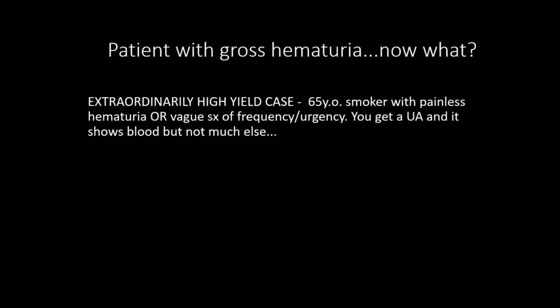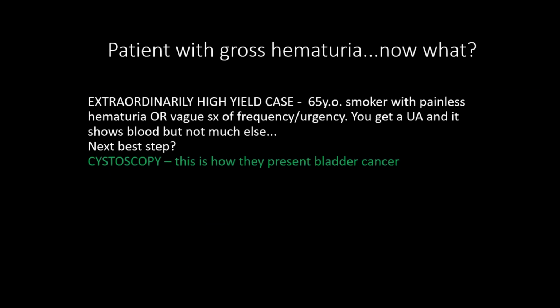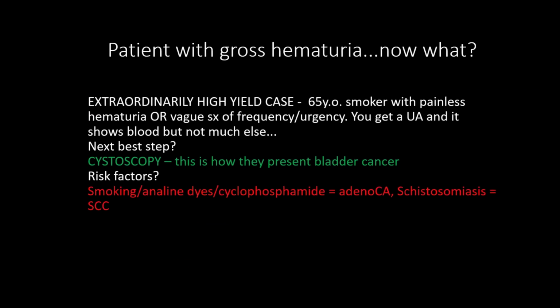So this is exactly the case, so we'll skip through it. I've said this is very high yield: getting a cystoscopy in the patient that is high risk for bladder cancer. As you can see, vague urinary symptoms with painless hematuria, specifically painless. You get a UA, it shows blood, but it doesn't show any sign of infection, inflammation, things like that. Getting a cystoscopy is very high yield. The risk factors, like I'd mentioned, are smoking, the aniline dyes, and cyclophosphamide, which we mentioned earlier with hemorrhagic cystitis, can also cause bladder damage.